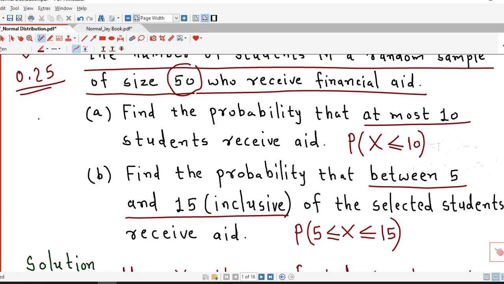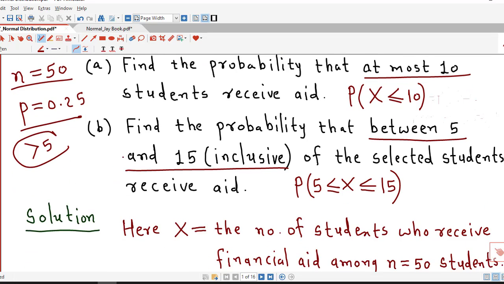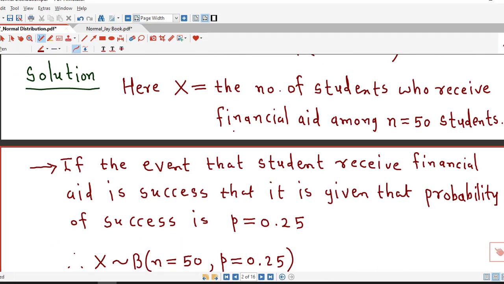For that we have to check two conditions. Here we have a sample of size n equal to 50, and if we consider the event that a student receives financial aid as success, then it is given that the probability of success is 0.25. So we find n into p and n into 1 minus p, and we check whether both are greater than 5 or not. So we have to write systematically.